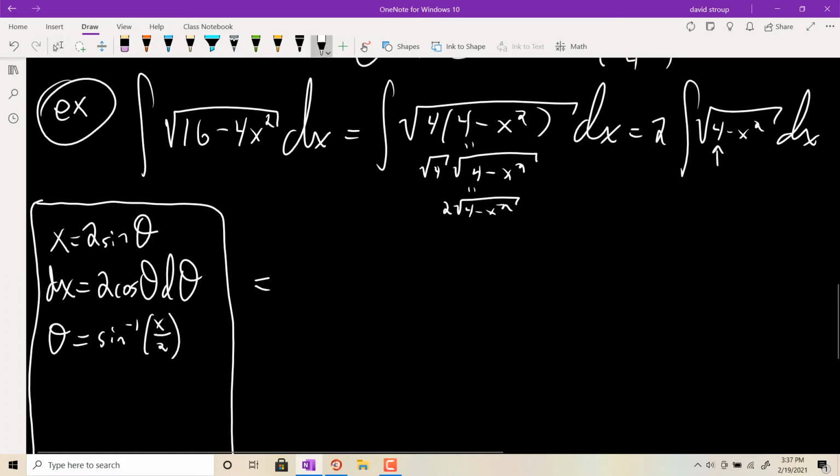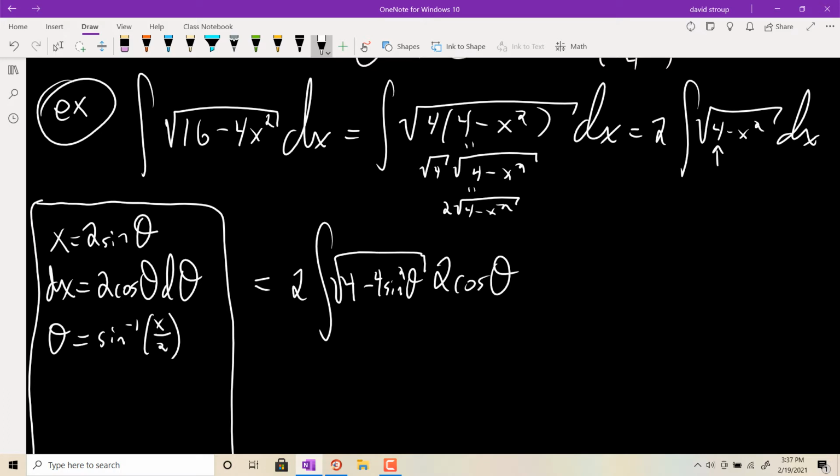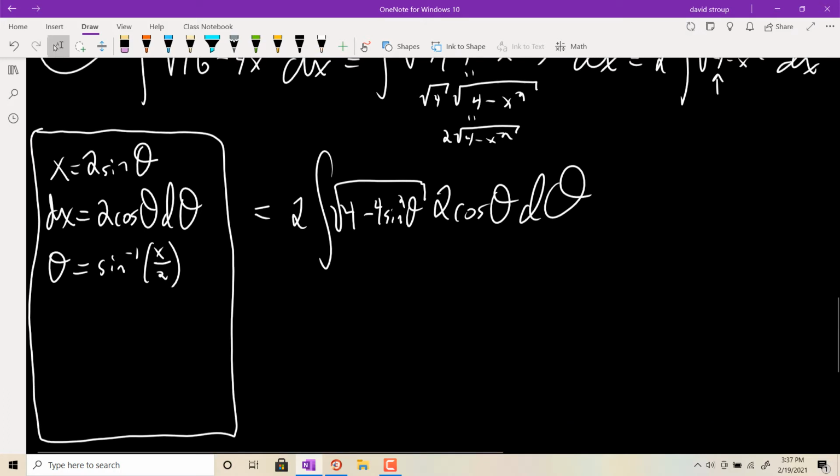So anyways, what do we have now? I have 2 integral of the square root of 4 minus 4 sine squared theta times dx, which is now 2 cosine theta d theta. I can factor out a 2. I have then 4 integral. And this thing, again, is going to be one of these. This is then the square root of 4 times 1 minus sine squared theta. Then I could replace that with 4 times cosine squared theta, and then that'll be 2 cosine theta. So actually I have another 2 I could factor out.